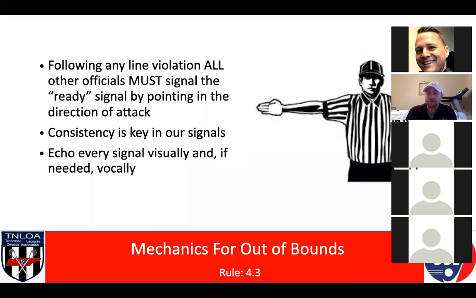Okay, mechanics for out of bounds. Following any line violation, all other officials must signal ready by pointing in the direction of attack. I know that I'm guilty of it just like everyone else is. If we have situations on the field where we're running up and down the field 6 or 7 times and we're tired, no matter what, we still have to give our ready signal. Because remember, we're the third team on the field. We got to communicate with each other. Half of our communication is nonverbal, so we communicate via signals.